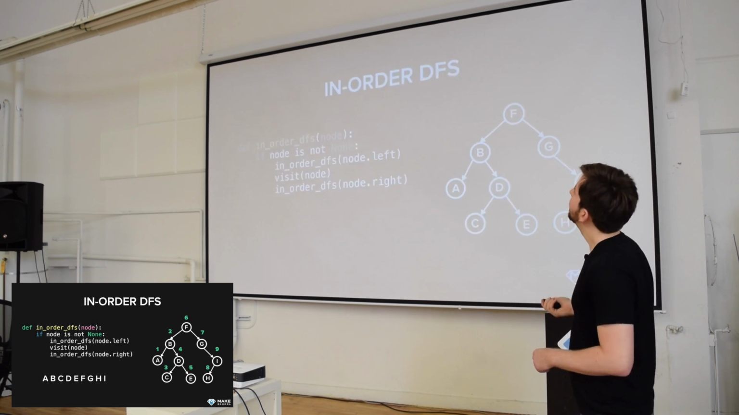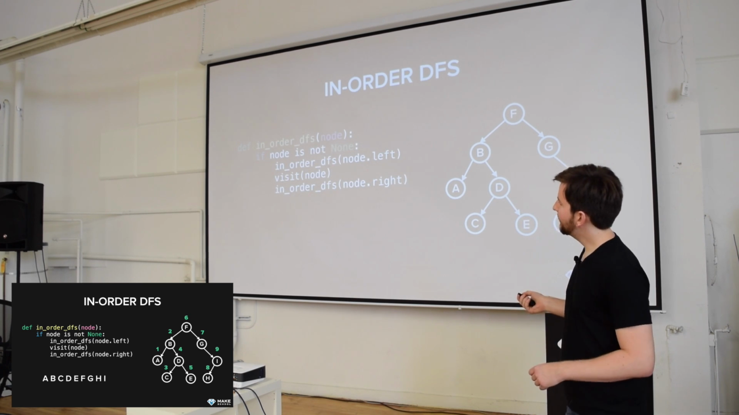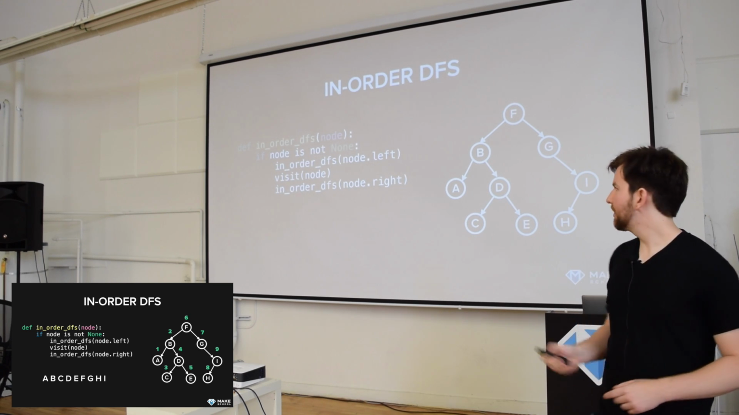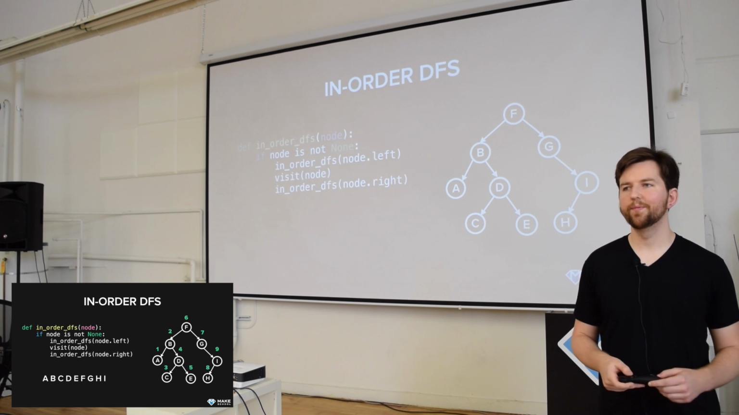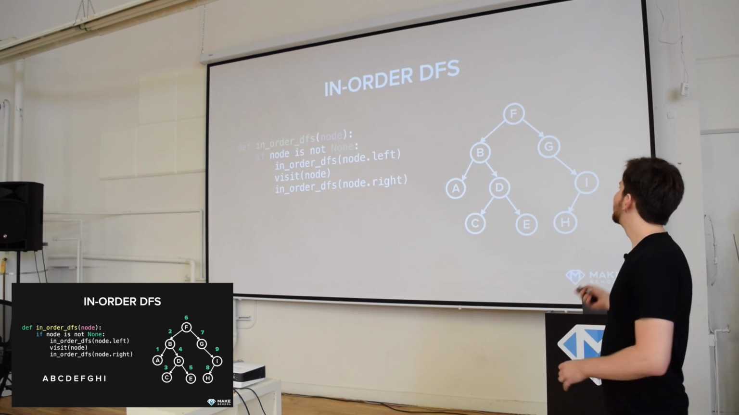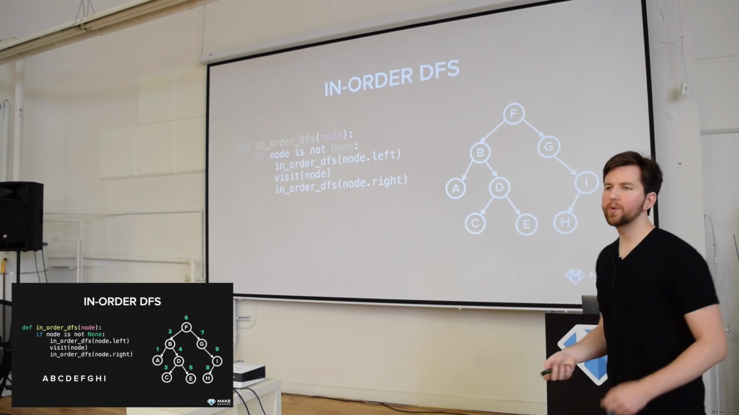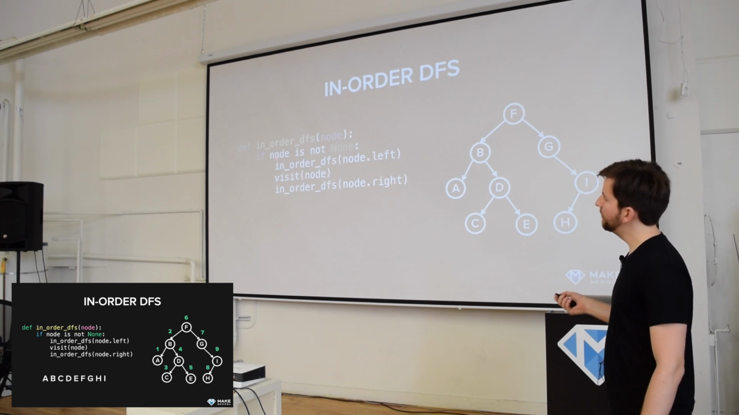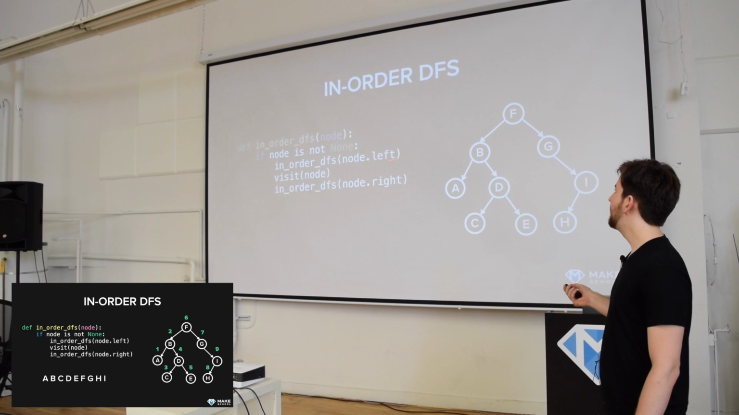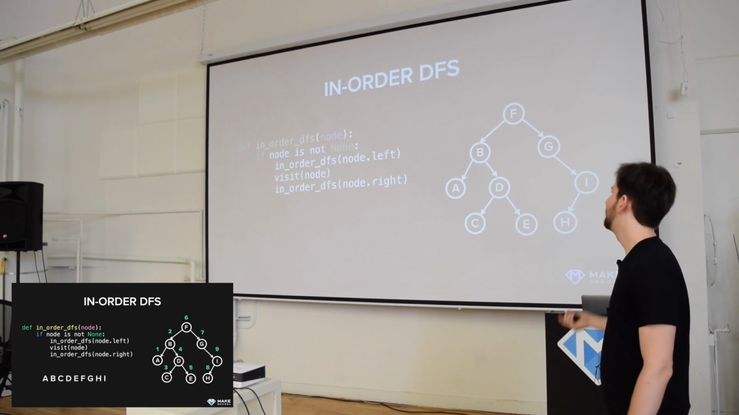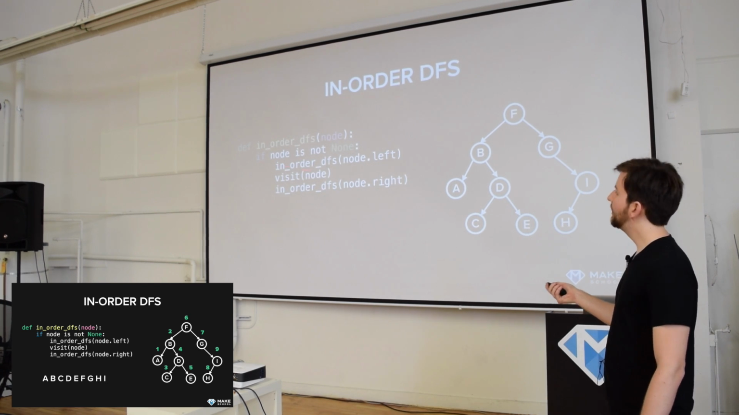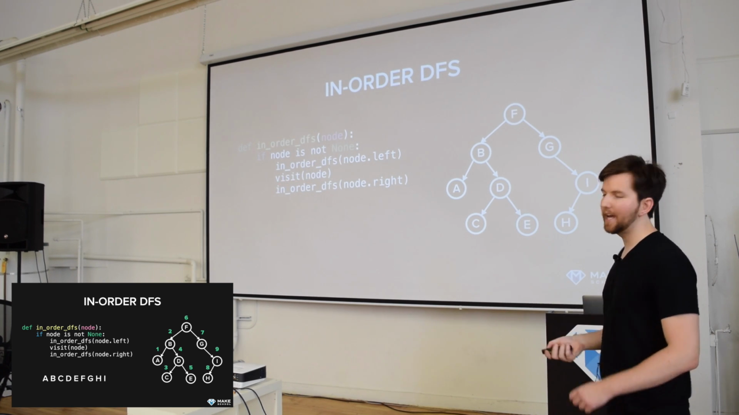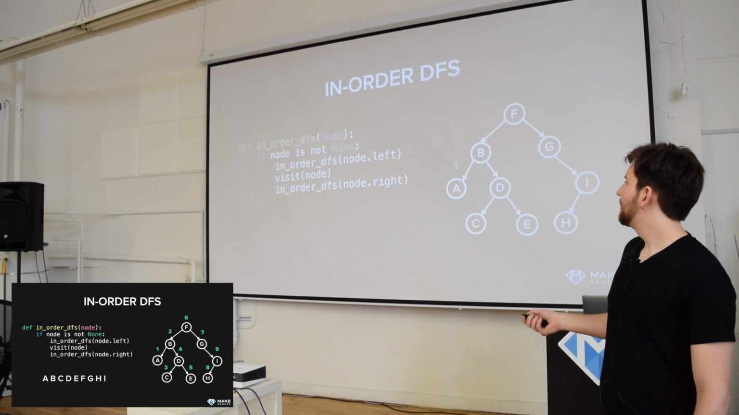Let's talk about in order. The algorithm is the exact same, except for we took lines 3 and 4 and we swapped them. So, all right, what's the first thing we're going to print out in order? A. Why A? Okay, so because we're going to go left as far as we can before we even reach the first visit statement. So we pass in F as the root node. F is not none. So then we do in order depth first search of F's left child. So then B is the parameter here. Then we do in order depth first search of B's left child, and then it's A. A has no left child, so then we visit A. So there is A. So now what's going to happen?